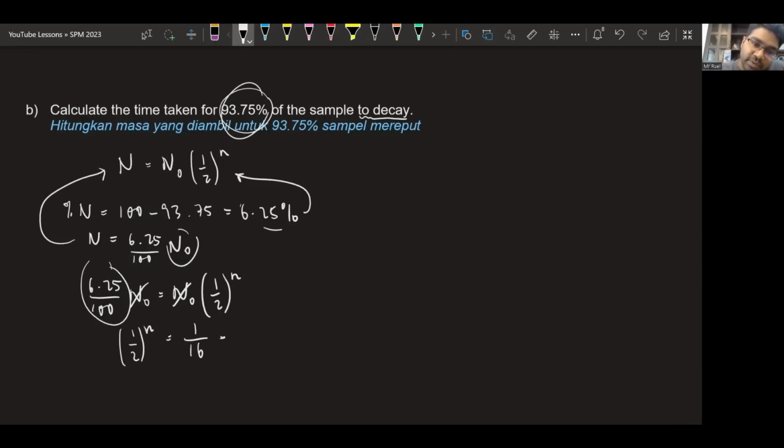And 1 over 16, of course, is 1 over 2 to the power of 4. And now you straight away know what the value of N is. So by comparison, therefore, N is equal to 4. Now, this is not the time taken, once again.